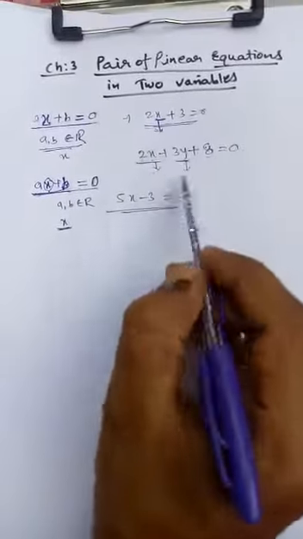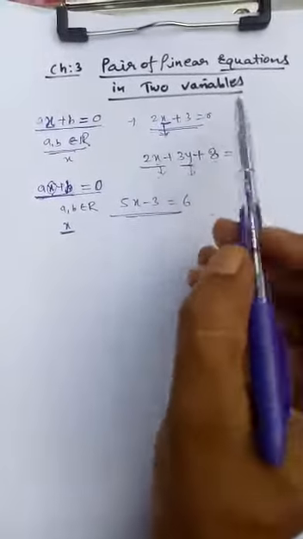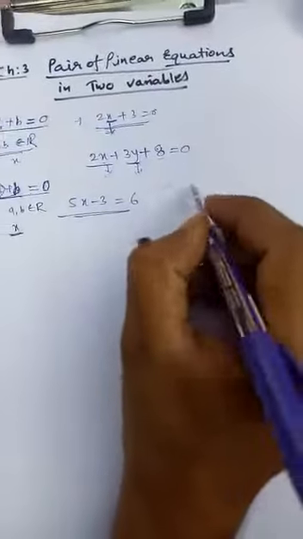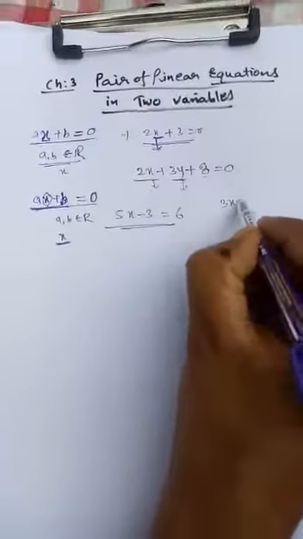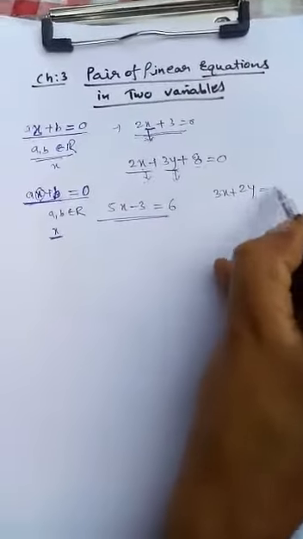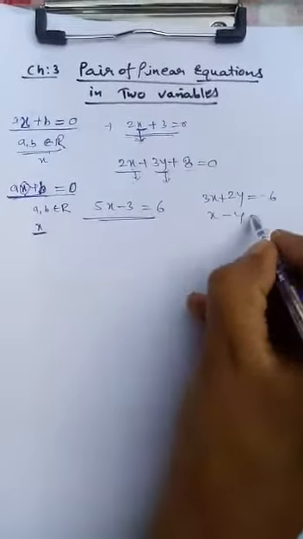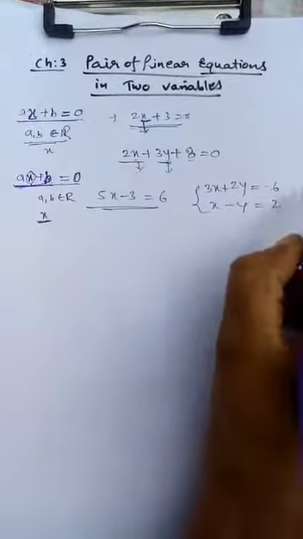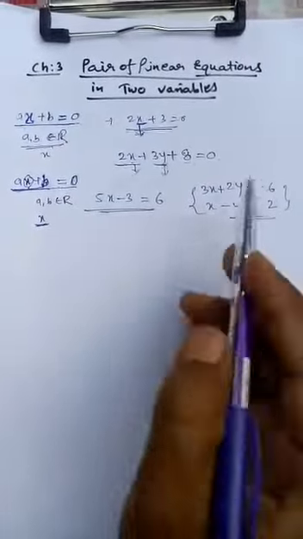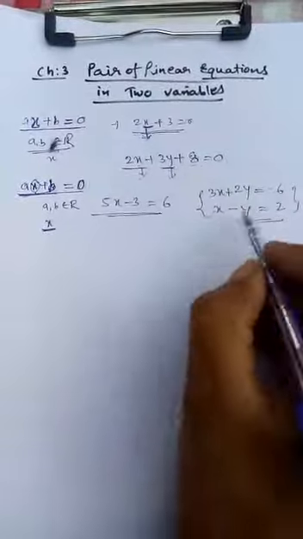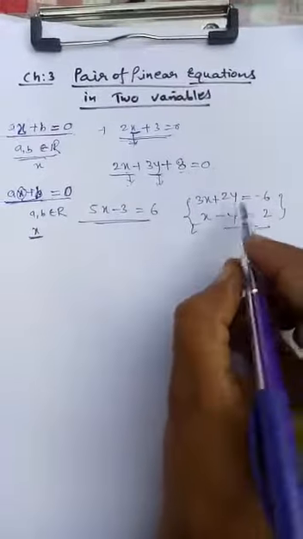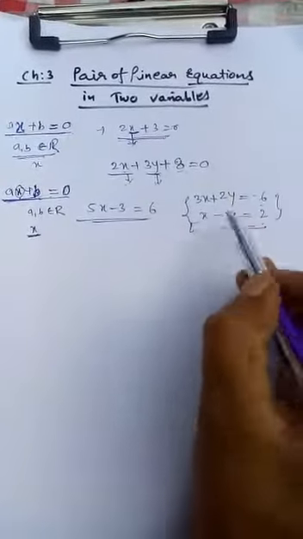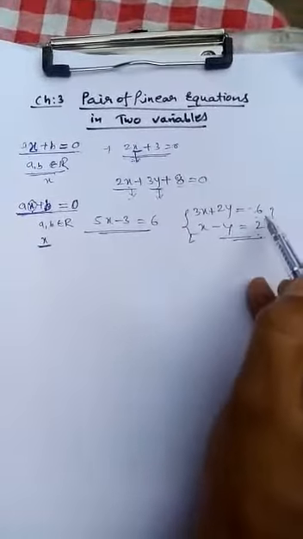So we are going to learn about linear equations in two variables. Now, pair of linear equations. Suppose we have two equations at a time, like 3x plus 2y equals minus 6 and x minus y equals 2. So here how many equations do we have? We have two equations, that is a pair. So pair of linear equations in two variables, because in some algebraic methods we require two equations for the solution. So this is our topic. We are going to learn pair of linear equations in two variables.